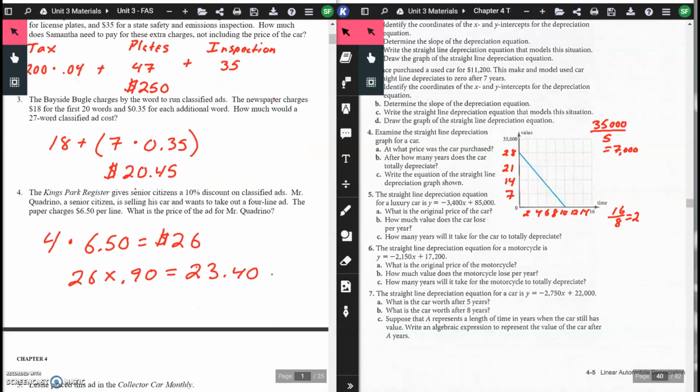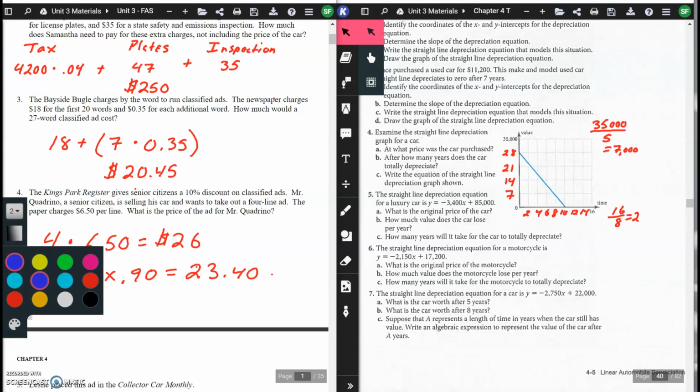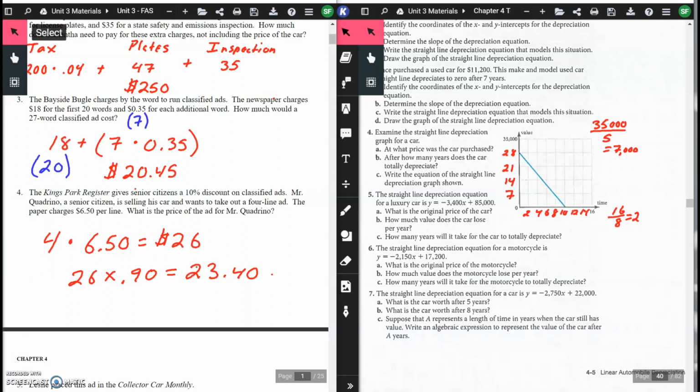Question 3. The Bayside Bugle charges by word to run classified ads. The newspaper charges $18 for the first 20 words and 35 cents for each additional word. How much would a 27-word classified ad cost? So, for the first 20 words, we have $18. Okay, we want 27 words, so for the next 7 words, it's 35 cents per word. Add these 2 chunks together. So multiply 7 times 35 cents, add on your $18, gives you $20.45.